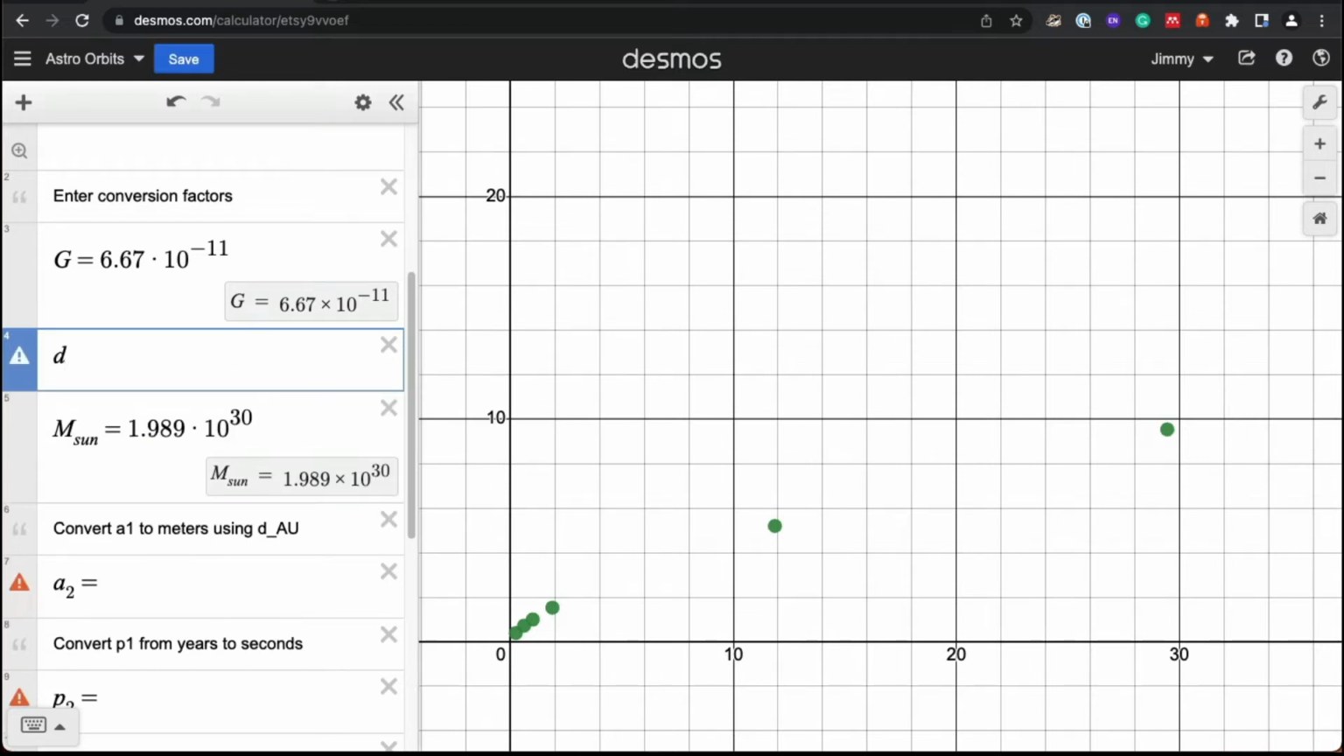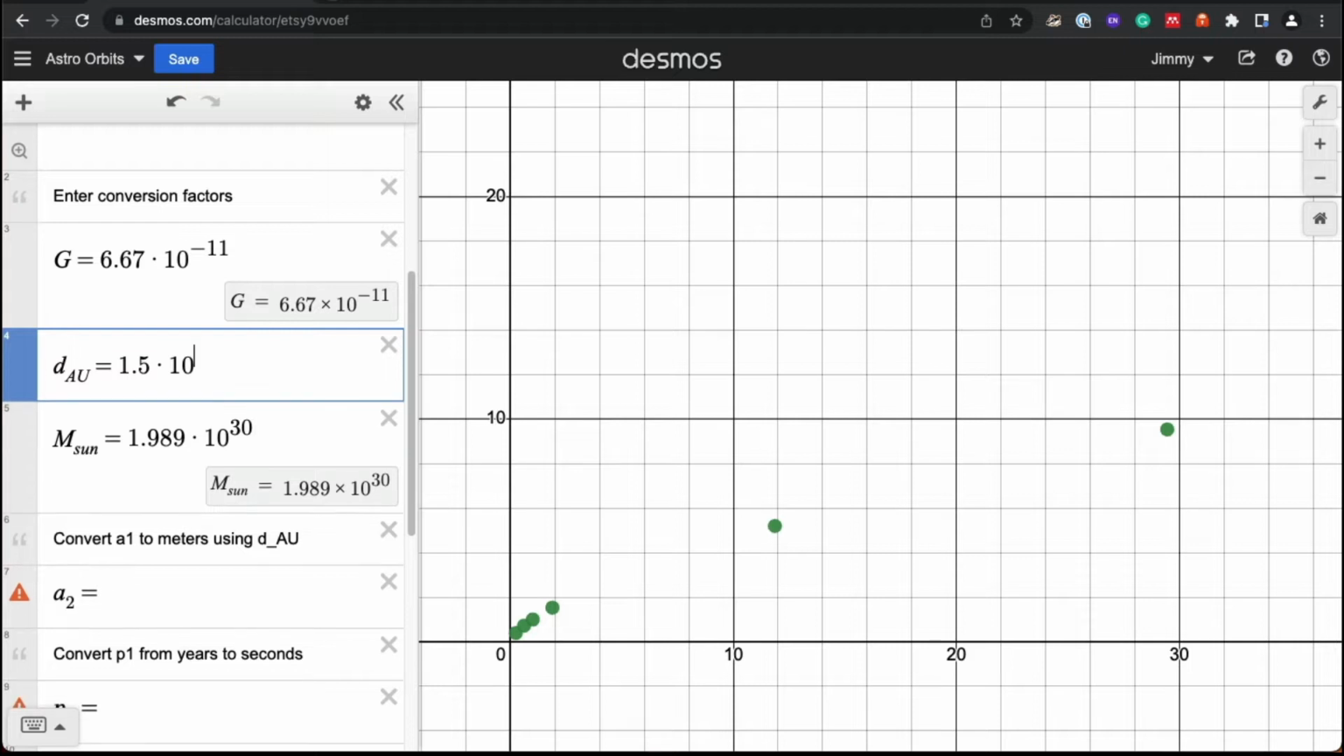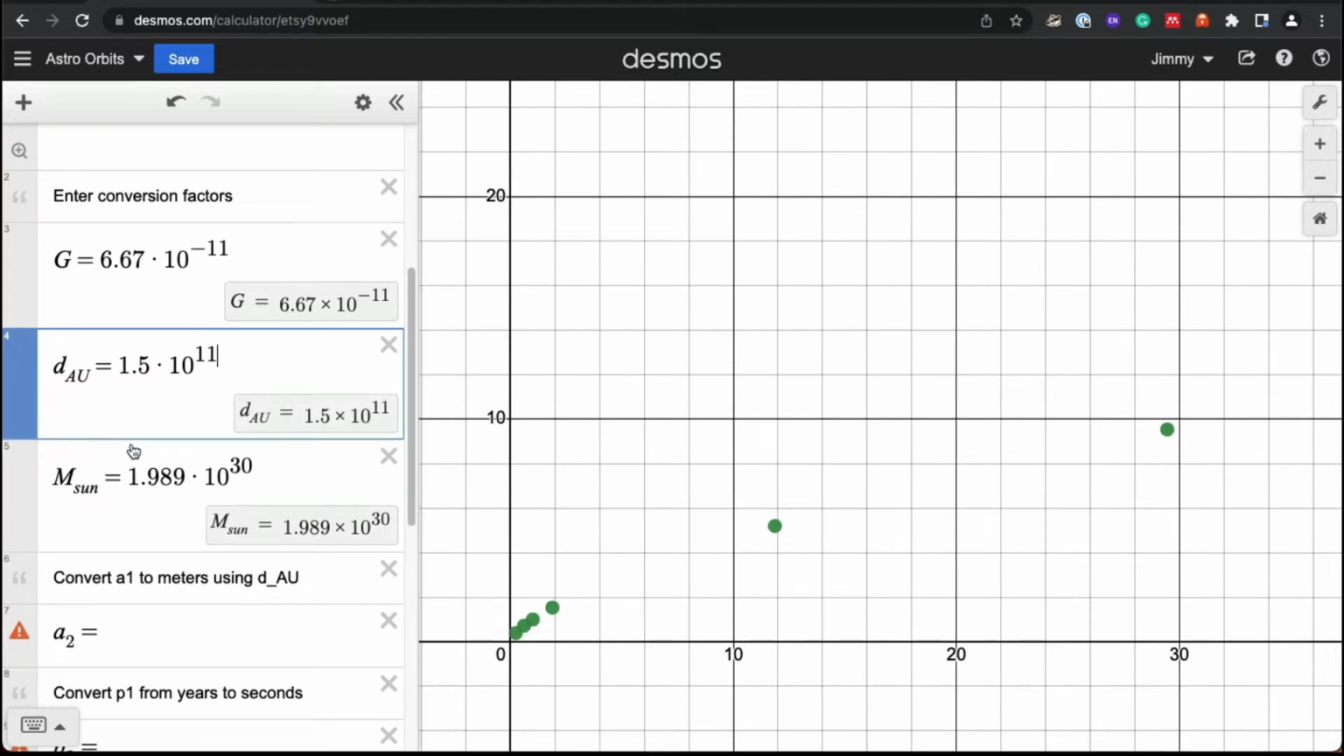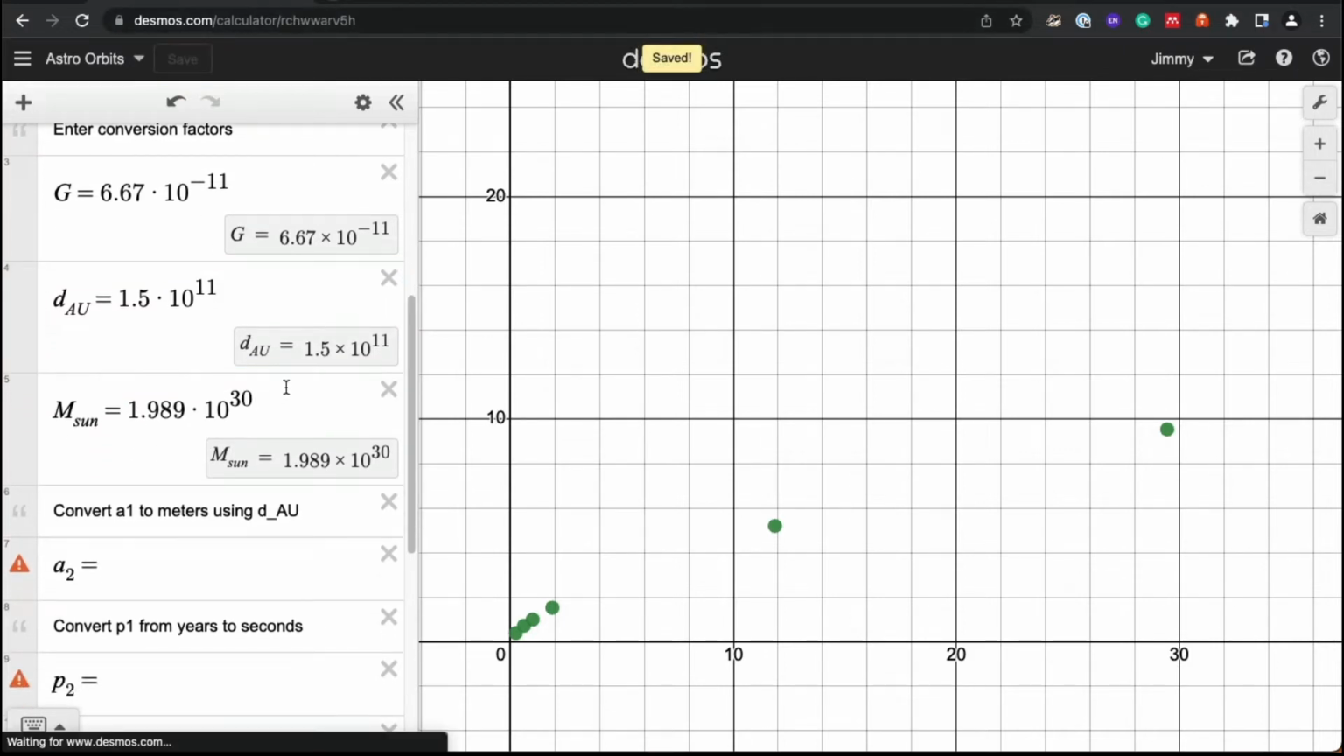D underscore, now I'm in underscore mode, AU, and to get out of underscore mode, I'll hit the right arrow key. So I'm back in type mode. And the constant was 1.5, again asterisk 10 caret 11. I'm not going to do this for all the other constants, but there's the one for the sun.